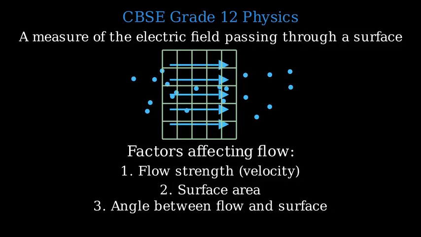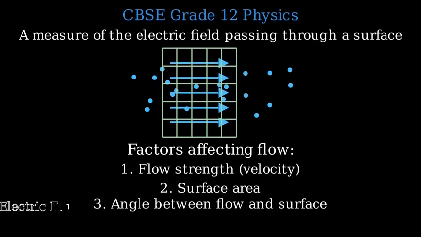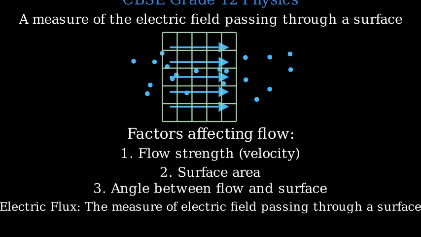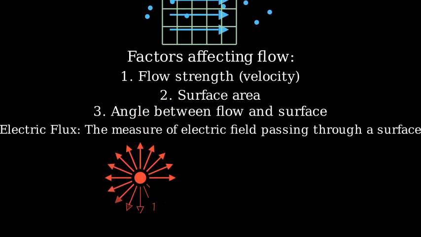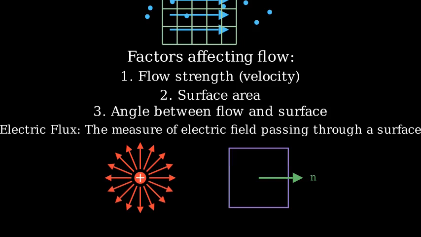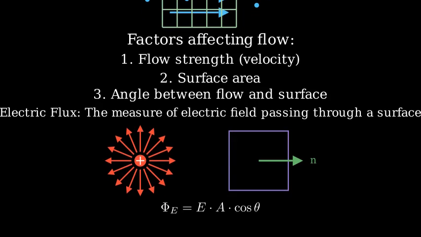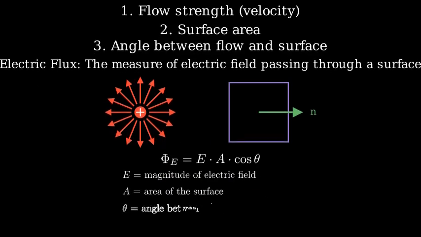Now, let's apply this concept to electric fields. Electric flux is defined as the measure of the electric field passing through a given surface. Mathematically, electric flux is represented by the Greek letter phi, and is given by phi equals E times A times cos theta, where E is the magnitude of the electric field, A is the area of the surface, and theta is the angle between the electric field vector and the normal to the surface.